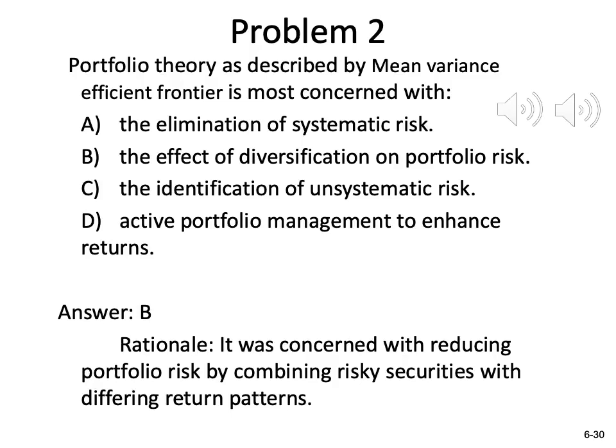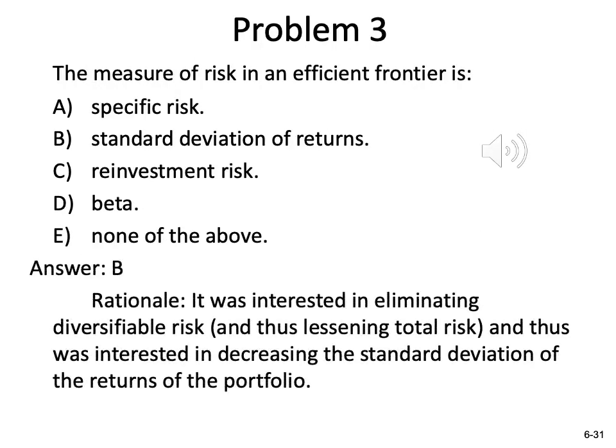D, active portfolio manager to enhance returns. That is also wrong because in our model, there is no room for the active portfolio manager to enhance returns, because all rational investors will choose on the efficient frontier and capital allocation line. The measure of risk in the efficient frontier is the standard deviation of the returns. So far, we are only going to use standard deviation as the measure of risk, as shown in all our pictures before. We are going to introduce another measure of risk in the next chapter, and I will show the difference between the two.